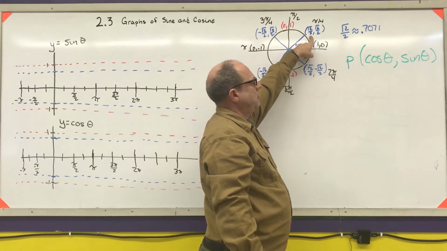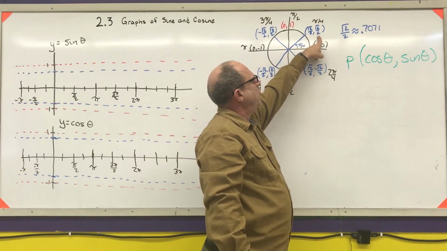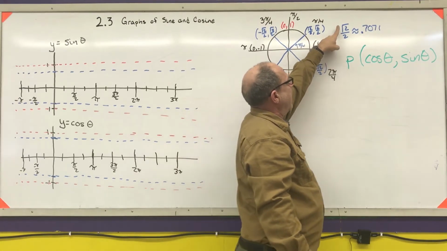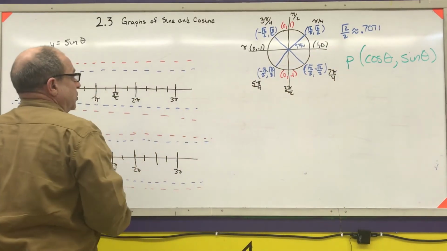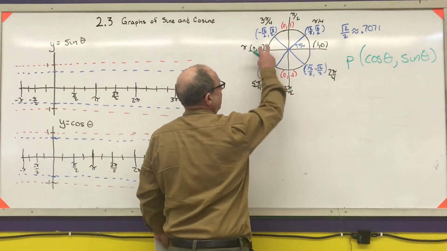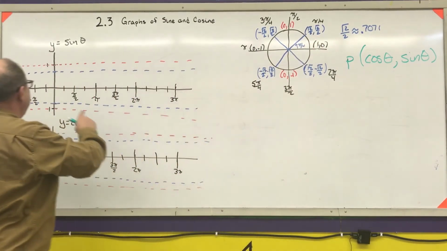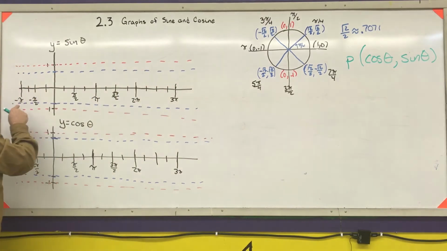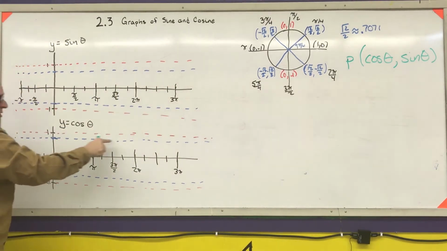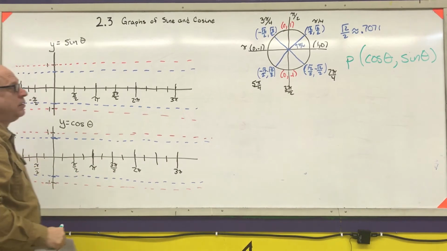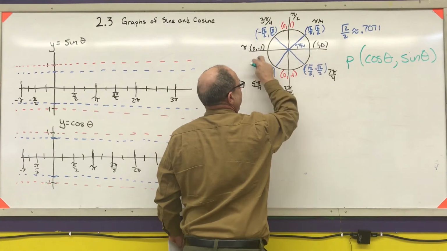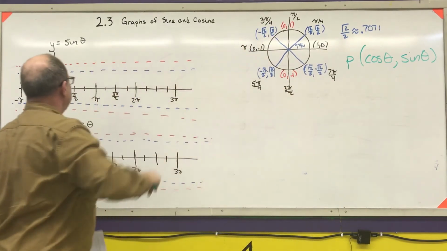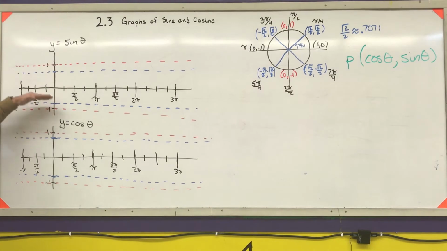At pi fourths, the x coordinate would be square root of 2 over 2, the y coordinate square root of 2 over 2, and square root of 2 over 2 is approximately 0.7071. So you notice I have a lot of 0.7071s, both positive and negative. I have dotted about 3/4 in the positive and negative direction in blue. My graph goes between -1 and 1, okay, for both x and y values on the unit circle. So I'm going to go between -1 and 1 on the y values on my graphs.